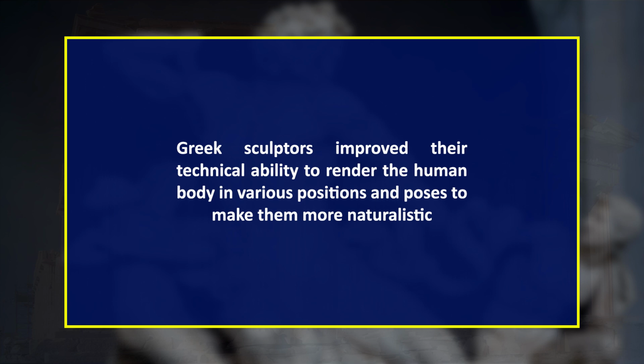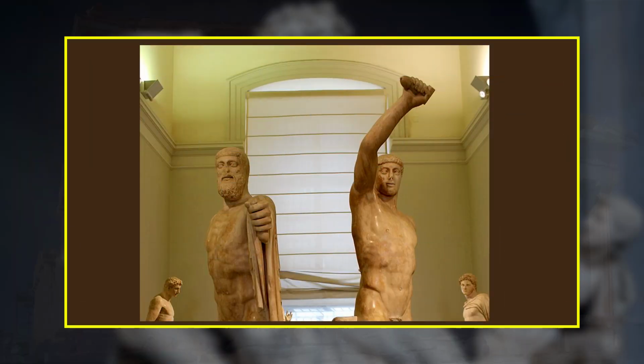Greek sculptors improved their technical ability to render the human body in various positions and poses to make them more naturalistic. From about 500 BCE onwards, statues began to depict real people, and historians believe that the statues of Aristogiton and Harmodius in Athens, which were erected to commemorate the end of an earlier Greek tyranny, may be the first public statues of actual people.